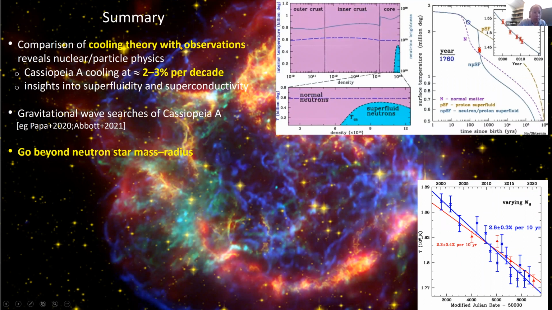So let me summarize. My main points are that by comparing cooling theory with observations, we can learn new things about nuclear and particle physics. In particular for Cas A, we measured that it's cooling at a rate of about 2 to 3% per decade. And this allows us to constrain, basically determine, the critical temperature for neutron superfluidity and proton superconductivity in the core of the neutron star. I'll also point out that for those interested in multi-messenger astronomy, there are gravitational wave searches for Cas A.